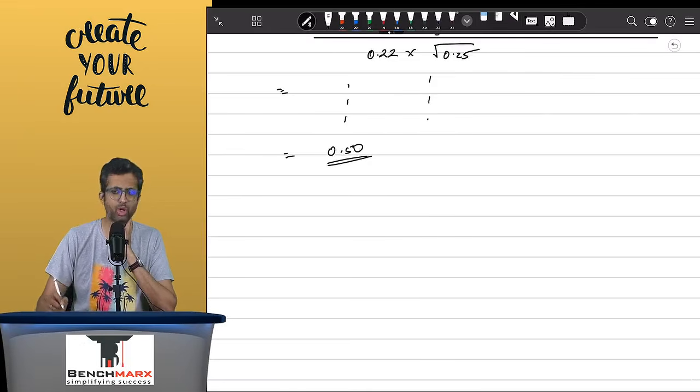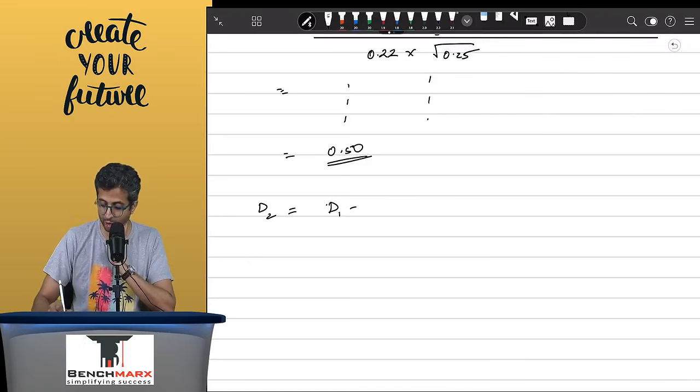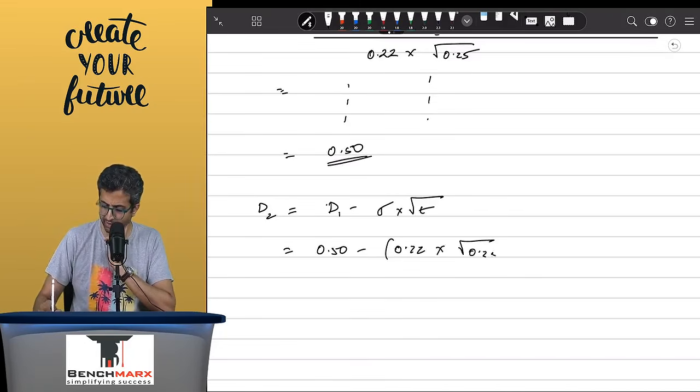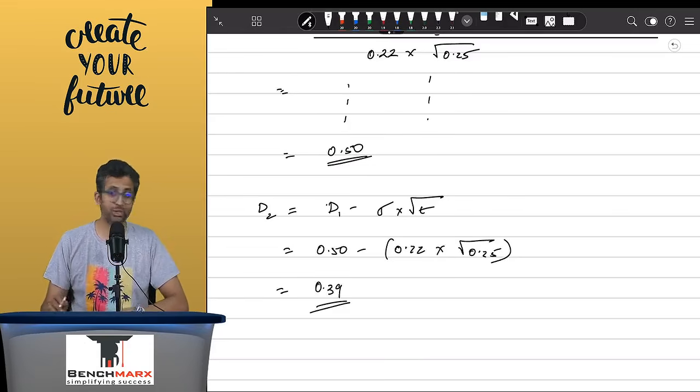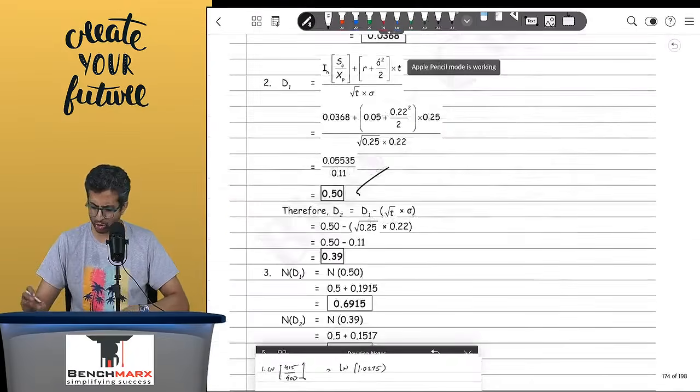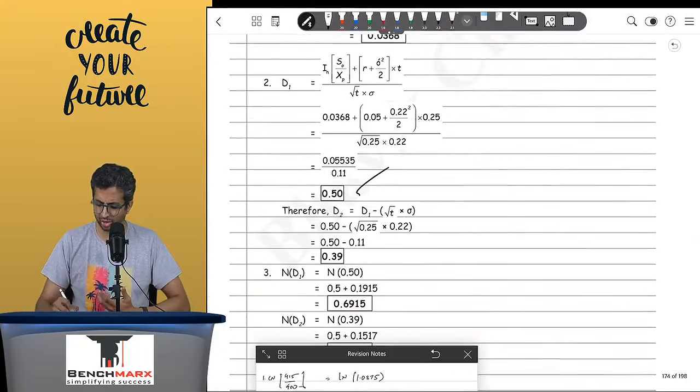But sir, we did not study about D2. Well, D2 is nothing but D1 minus the denominator of D1, that is, standard deviation into the root of t. So that is 0.50 minus 0.22 into root of 0.25. If you solve this, you will get 0.11 and your answer will be 0.39. So this will be your D2. This is your second step, which is a calculation intensive step.